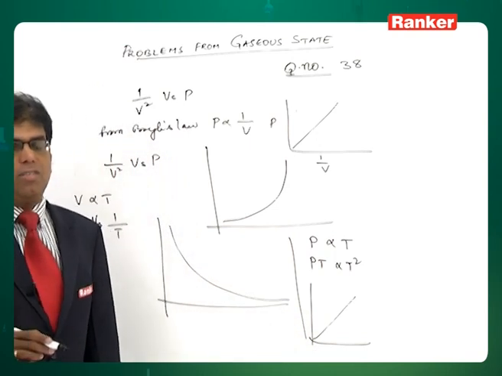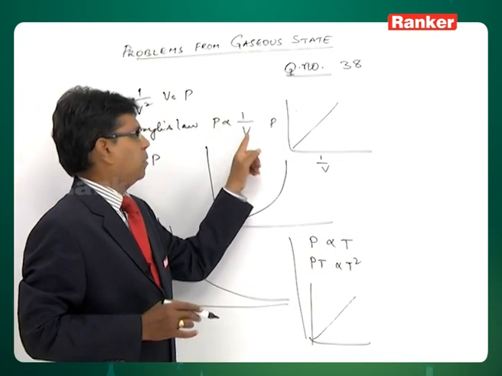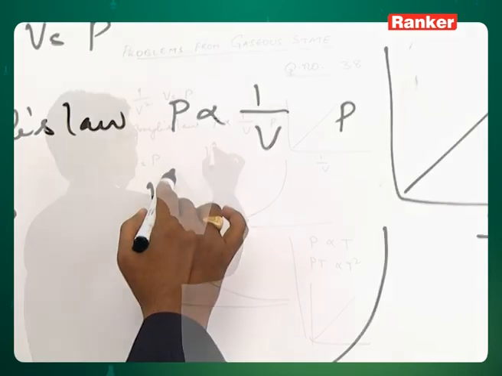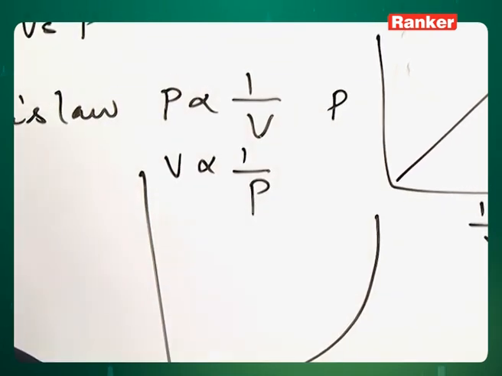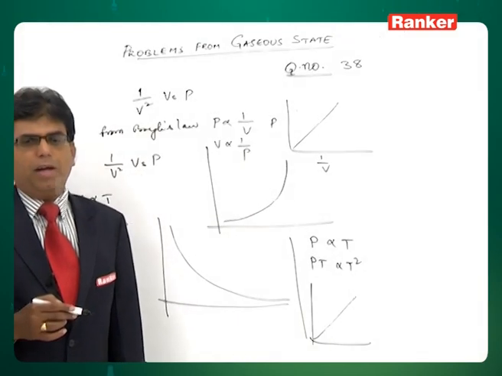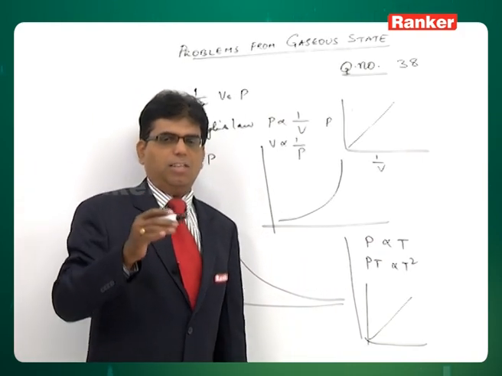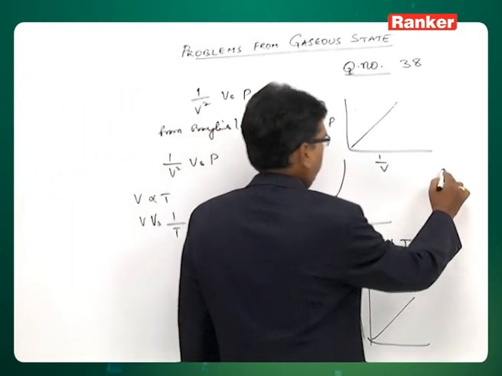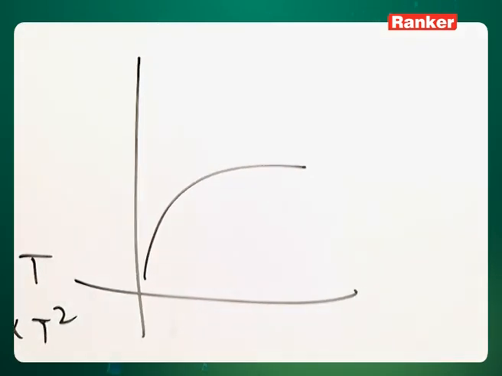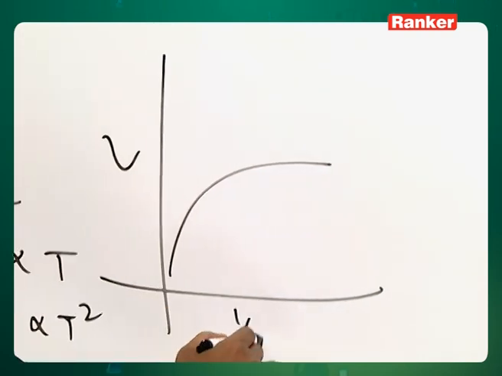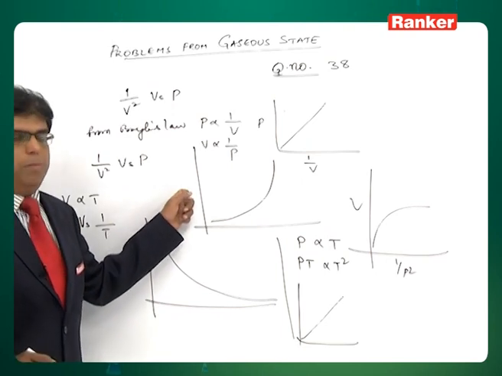Then D, v versus 1 by p square. Again it relates to this: p is proportional to 1 by v, or from this you can also write v is proportional to 1 by p. When v is proportional to 1 by p, then v versus 1 by p square again will be an exponential increase, but in the reverse direction. This is how you will get it for v versus 1 by p square.